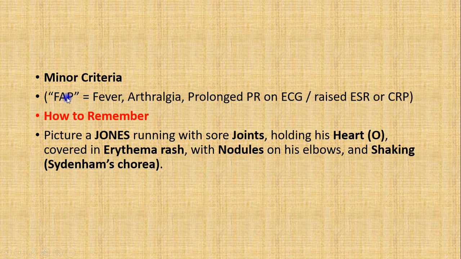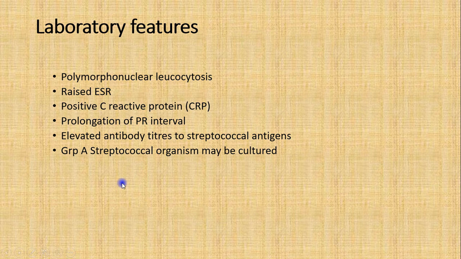So how can you remember the minor criteria? You think about FAP. F is for fever, A for arthralgia, P for prolonged PR on ECG, or raised erythrocyte sedimentation rate, or C-reactive protein. How to remember: you picture a Jones running with sore joints, holding his heart, covered in erythema rash with nodules on his elbow and shaking. That's Sydenham's chorea.